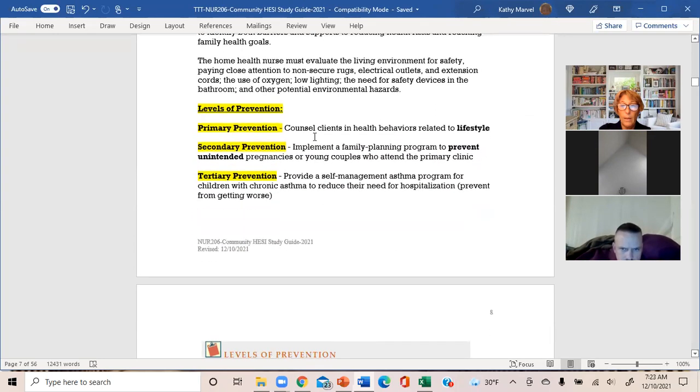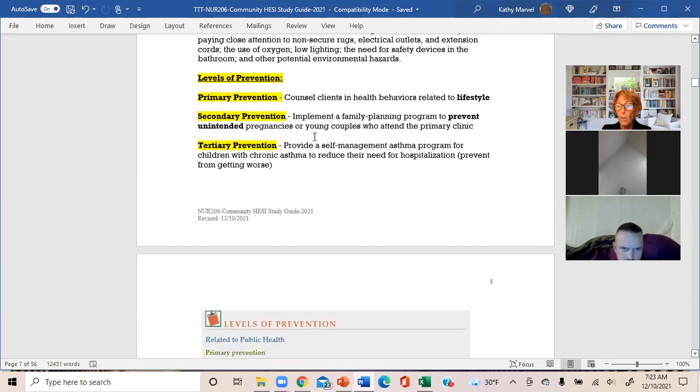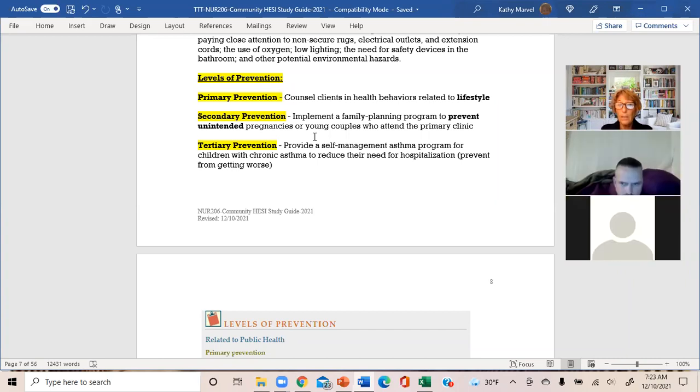Under specific types of nurses in the community. And then obviously right off the bat is the levels of prevention. A lot of the questions in the HESI, what we found, are based on knowing primary, secondary, and tertiary, along with being able to apply your nursing process to different topics in the community setting. What is the expectation with your levels of prevention?